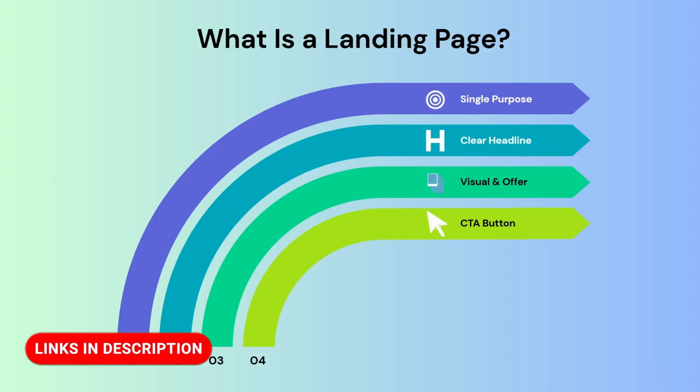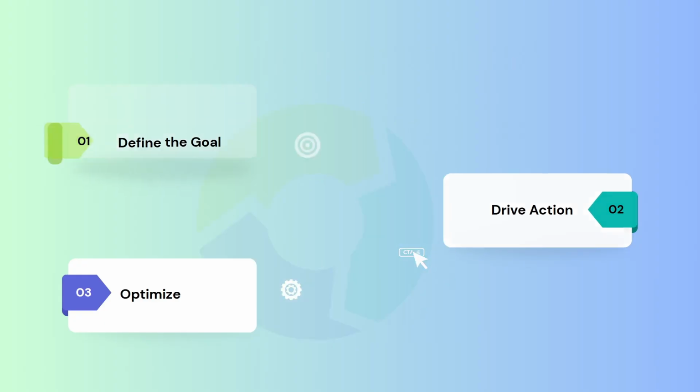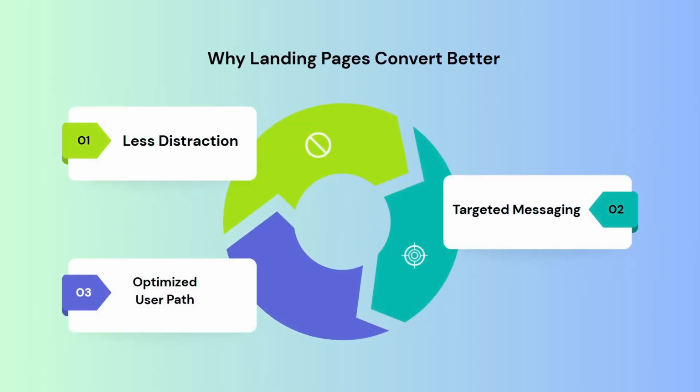Now, let's learn how landing pages actually work. Let's start with the basics. Think of a normal website like a shopping mall. Visitors can go in many different directions. They can visit different pages, click different menus, and explore many options. A landing page is different. A landing page is more like a single store with one clear goal. There are fewer distractions and visitors are guided toward one action. This focused approach is the reason landing pages often convert better than regular web pages.